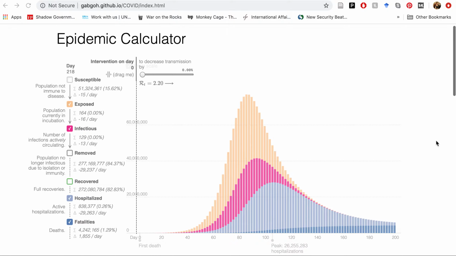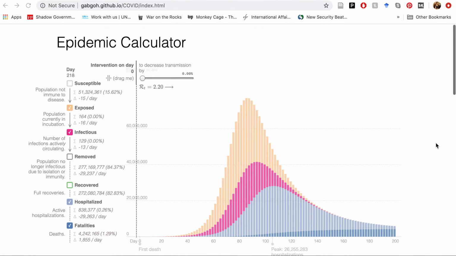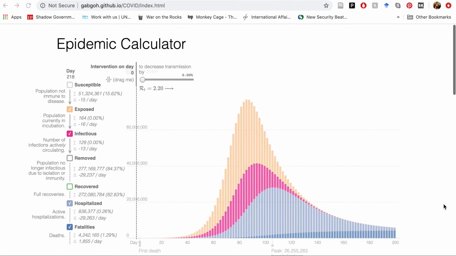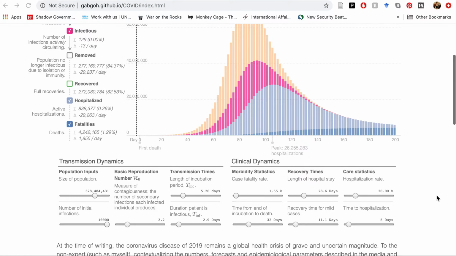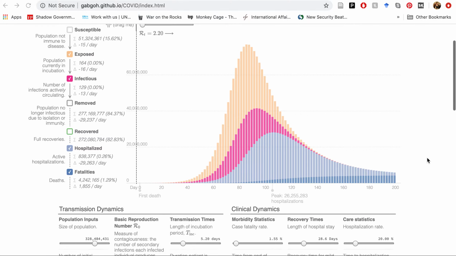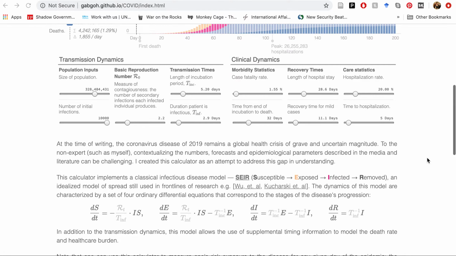So let me just explain a few things first. It does show exposed, infectious, hospitalized, and fatalities. Here you can select also susceptible, removed, and recovered if you so wish to show in the main infographic here. There are quite a few number of sliders that you can adapt based on what variables you want to change.